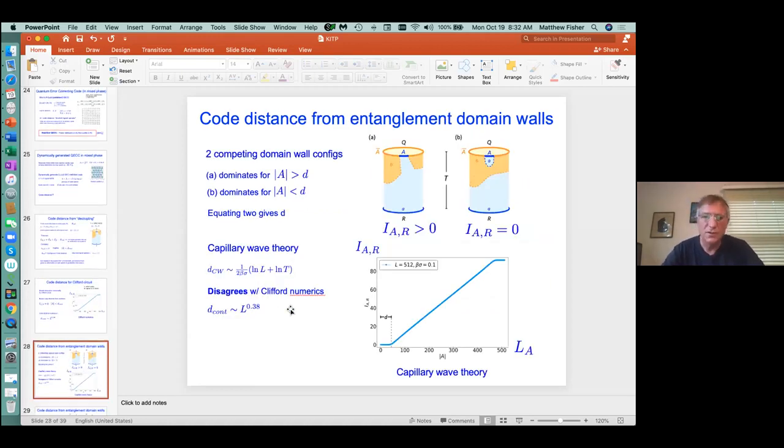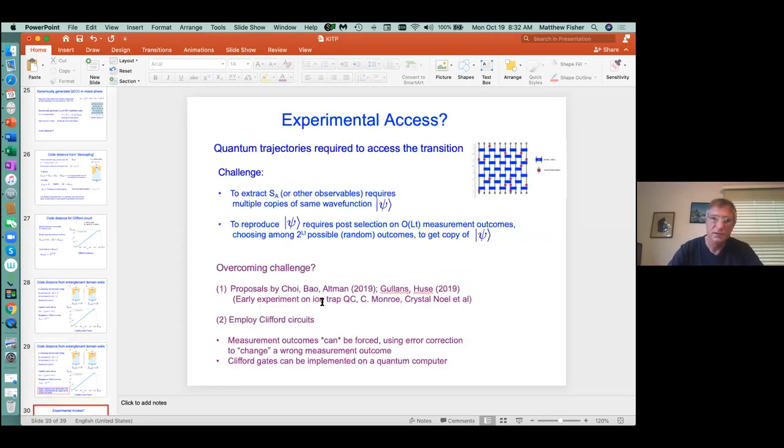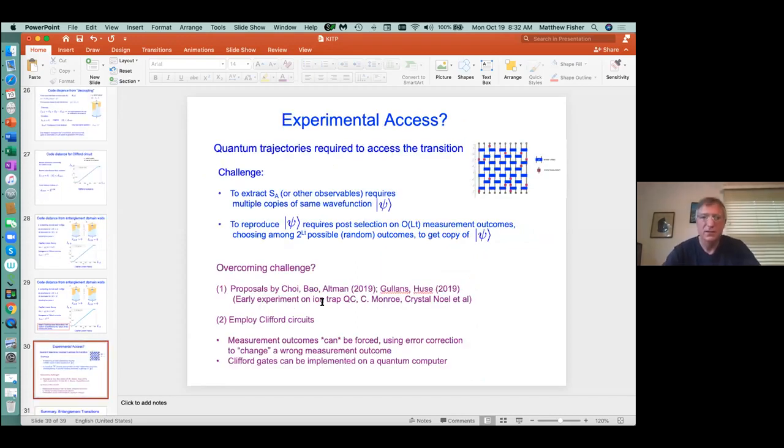We can also look at the code distance from the entanglement domain walls, and what one finds, again, is that in the capillary wave theory, in terms of the entanglement domain walls, we get a logarithmic dependence of the code distance, rather than the power law dependence in the Clifford circuits. So again, simple capillary wave theory does not capture quantitatively the nature of the volume law phase. Okay, second to last slide here.